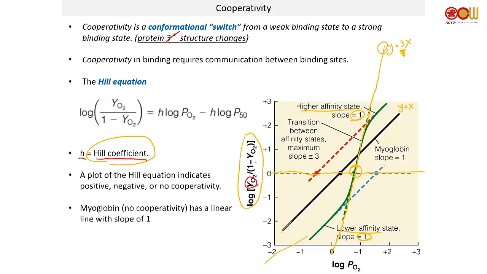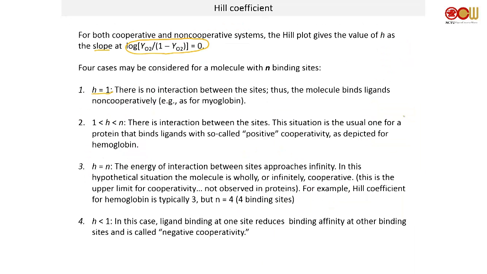So if it's stable, meaning your protein will not change affinity, the slope is equal to 1. So if H is equal to 1, it means nothing is changing. It means there's no interaction between the sites. Therefore, the molecule binds ligand non-cooperatively, for example, myoglobin.